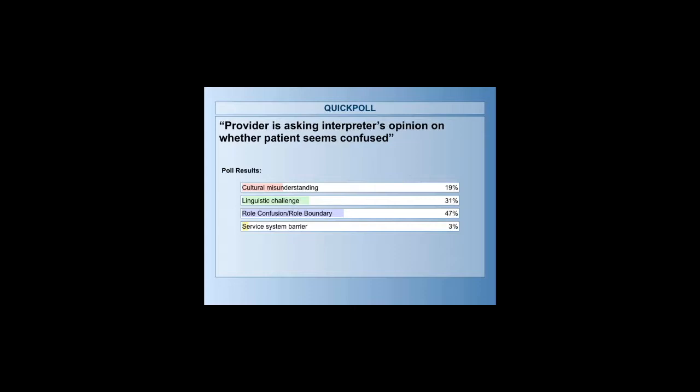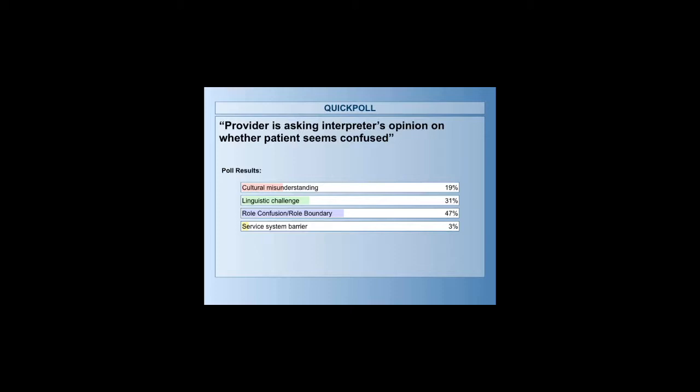All right. So for this particular example here, the provider is asking the interpreter's opinion on whether the patient seems confused. And remember, from your previous training on CHIA standards of practice and code of ethics, you might remember one important principle, the principle of impartiality, which helps us reduce any involvement from the interpreter's side in the encounter between the patient and the provider. Yes, we do have this opportunity of a more active role by doing the intervention, but we don't want to extend that active role to the extent of putting our own voice into the encounter.